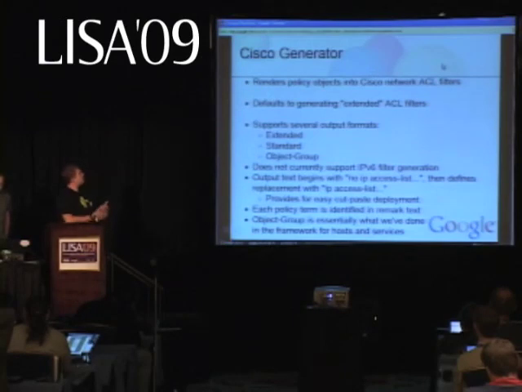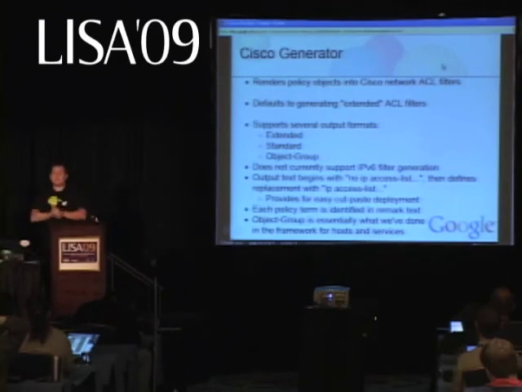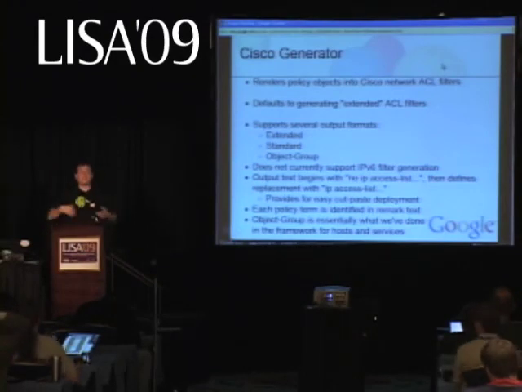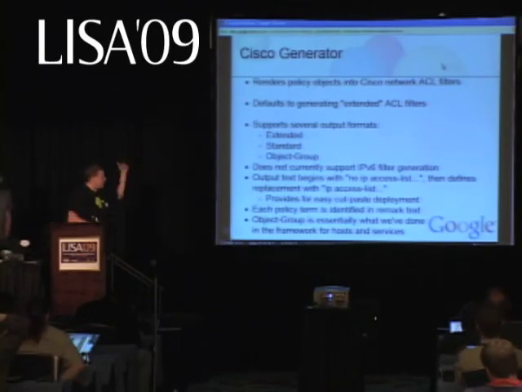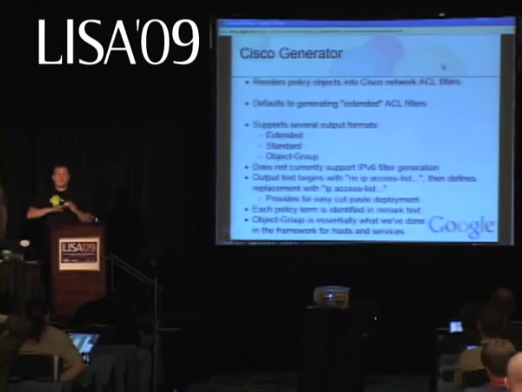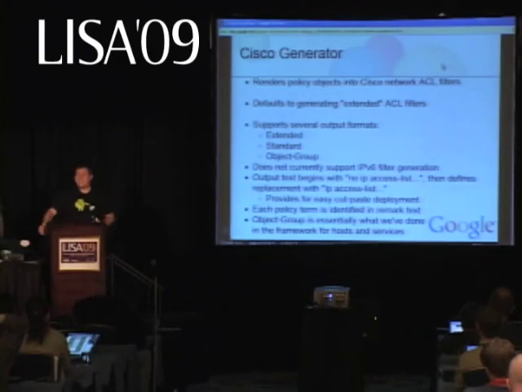So the Cisco renderer renders output in Cisco format. Surprise. By default, if you only say my target is Cisco, foobar, it's going to output an extended access list named foobar for Cisco. We support extended, standard, and object group, as we said. We have no support for IPv6 at this time in the Cisco generator. If you need it, add it, submit the patches back, and everybody gets to benefit. It's a wonderful thing. And then add some slides in here and come on the speaker circuit with us.